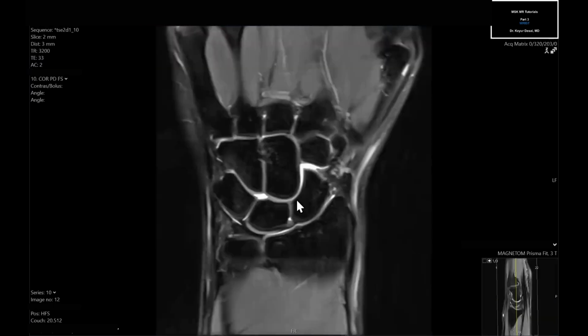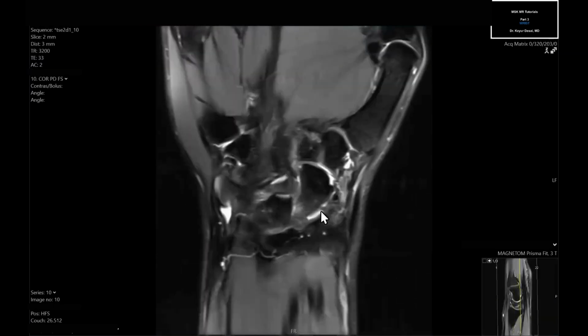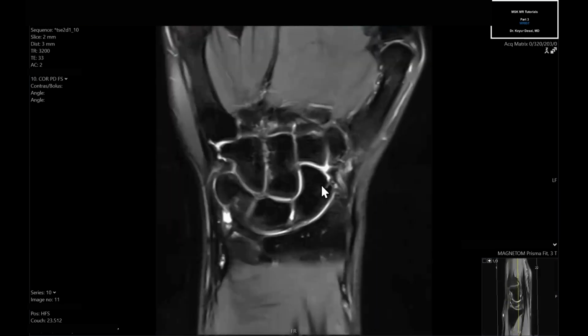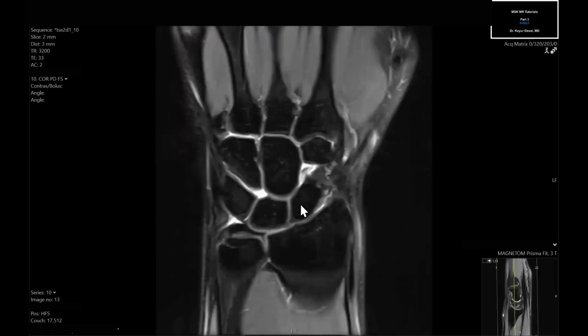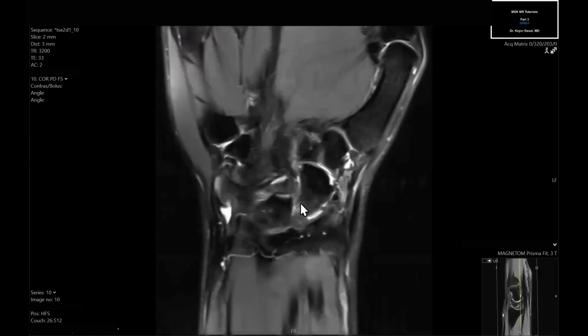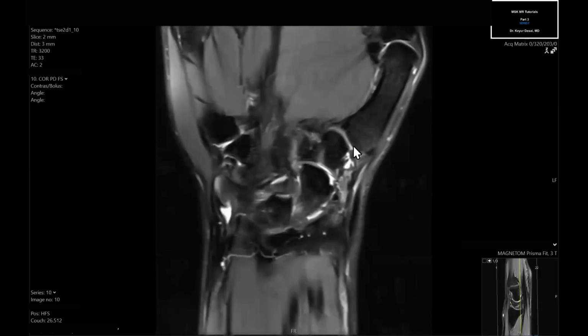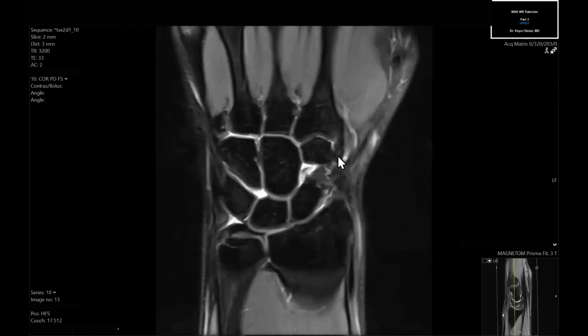Then I'll essentially do the same thing on the fluid sensitive, taking a look at all the osseous structures to see if there's any marrow edema that'll catch my eye. Common pathologies being evaluation for a scaphoid fracture and degenerative changes involving the carpal bones, generally at the triscaphe joint or at the first carpal metacarpal joint.